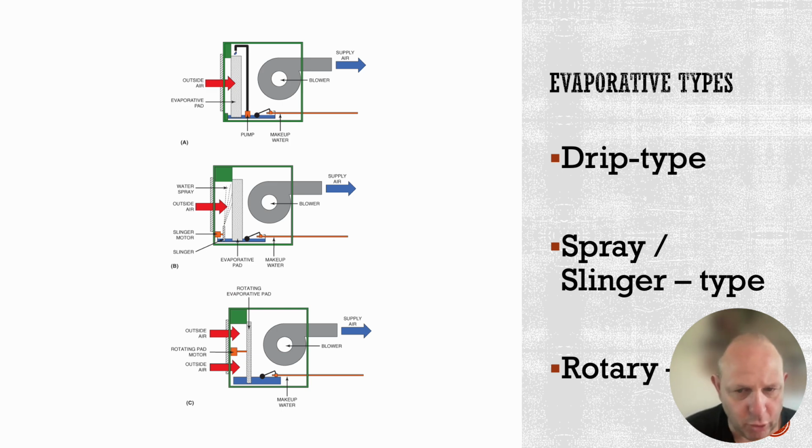And then the rotary type, we have a rotary motion, a rotary fabric that's rotating into the water, and then as it comes out, the air is going to pass over it, and we're going to get evaporation off of that, cooling that air down to the wet bulb temperature of that air. And those are your three different types of evaporative coolers that you'll see within the field.